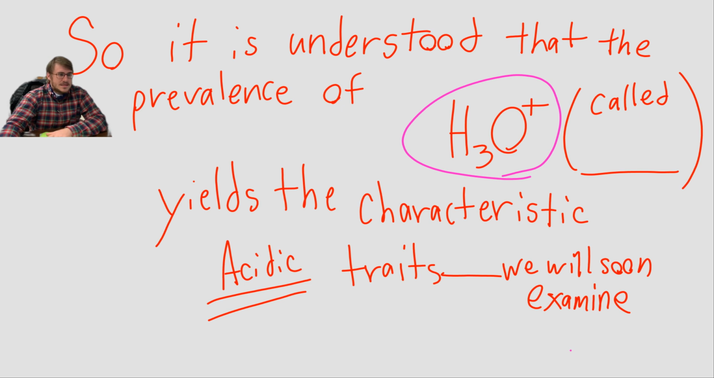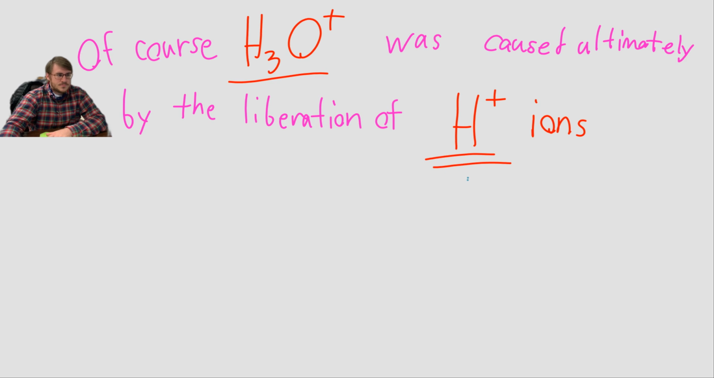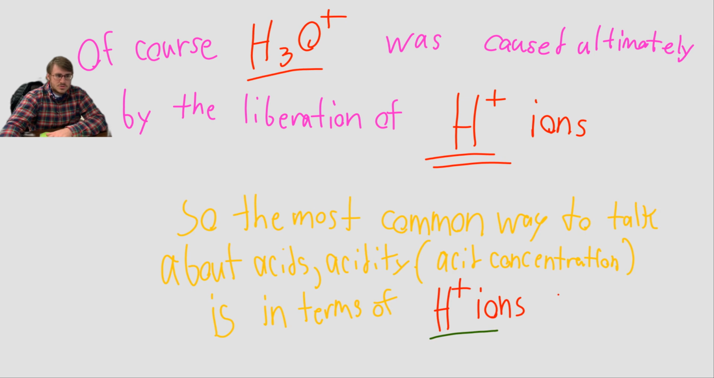Hydronium gives us the characteristic, or yields the characteristic, acidic traits, which we'll look at later. Of course, H3O+ was caused ultimately because of the H+ ions being liberated in the solution. So the most common way we talk about acidity is in terms of the H+ ions, because the hydrogen ions separating out in the solution and being freed up is what makes it acidic. It's what creates the H3O+. It drives the process of H3O+ formation.